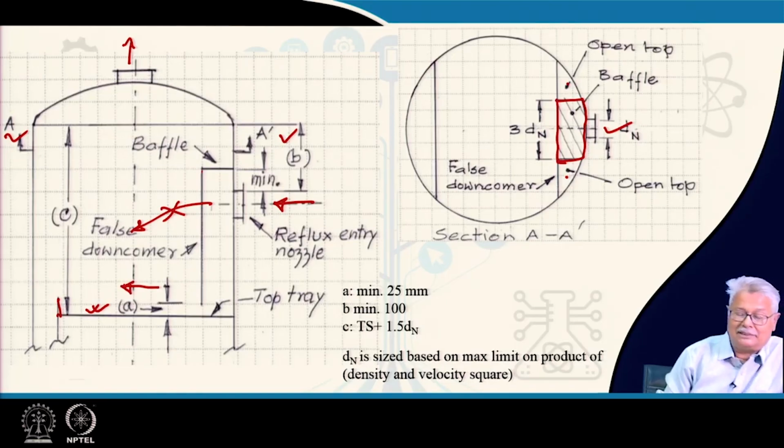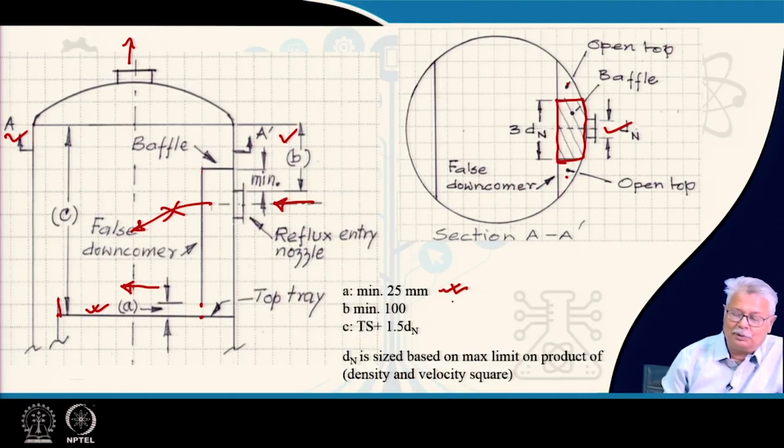Let us look at the dimensions. You have a clearance between the false downcomer and the tray deck. The minimum gap to be kept is 25 millimeters. Now, you will also remember the liquid depth on a tray typically will be anything between 50 to 60 millimeters. This is a thumb rule, but it is true in most of the designs.